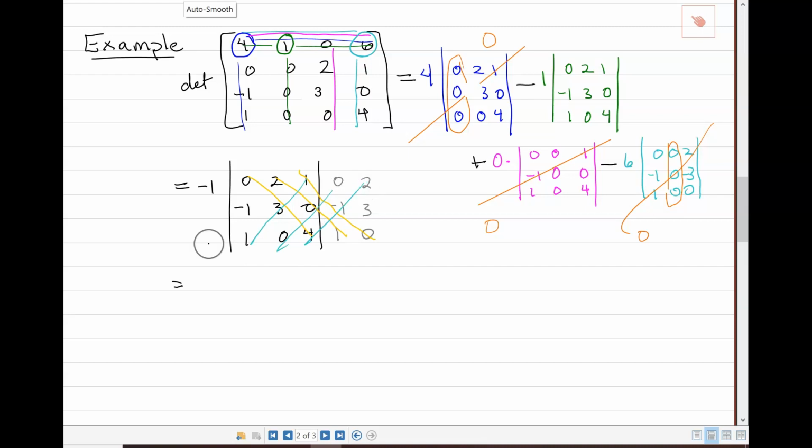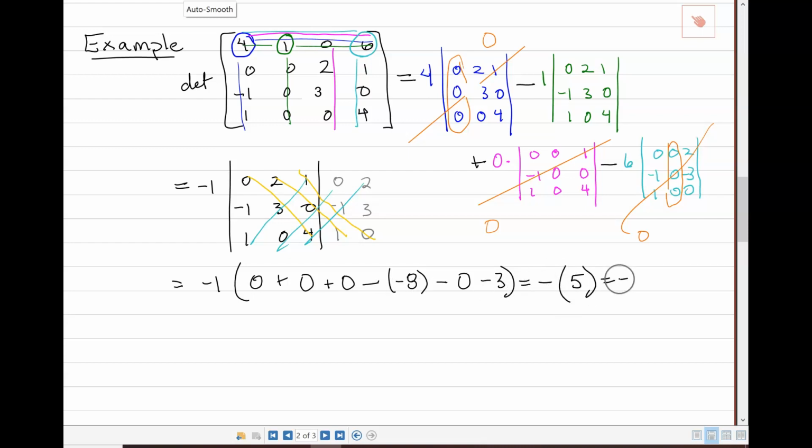So let's do it. We'll get minus 1 times 0 plus 2 times 0 times 1 is 0. 1 times minus 1 times 0 is 0. Minus 2 times negative 1 times 4, that's negative 8. Minus 0 times 0 times 0. Minus 1 times 3 times 1. So this is equal to negative 8 minus 3. This is negative 5.